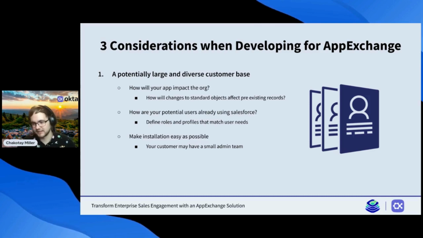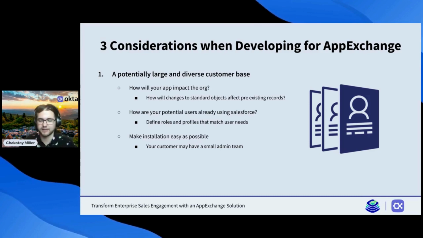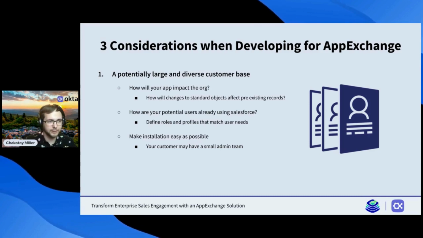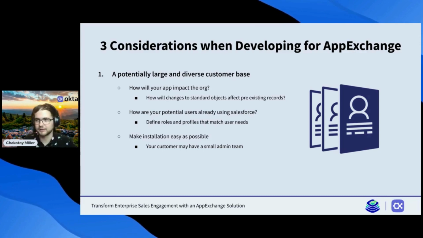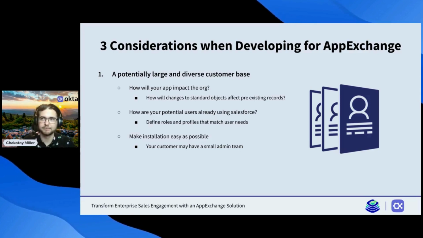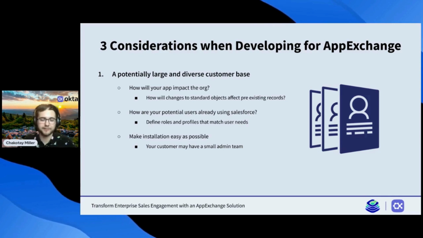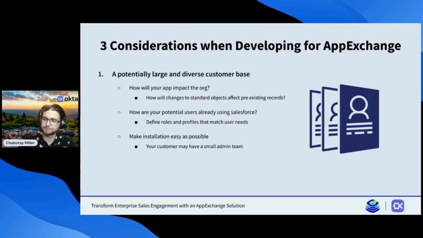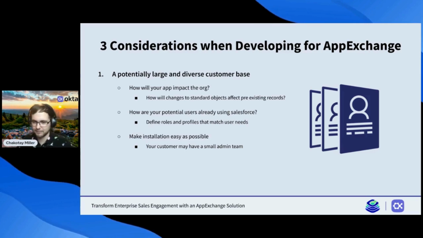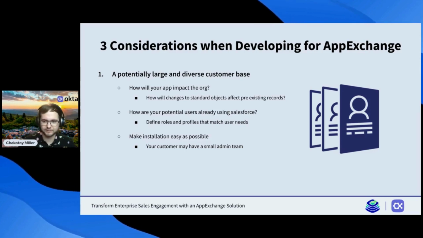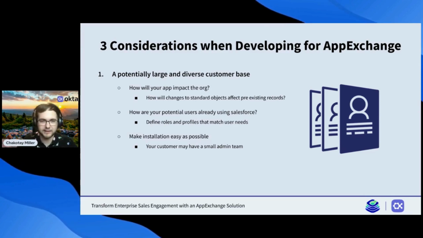And since this app is going to be installed on a pre-existing org, you have to think about how your app is going to impact their org. For example, if you made a change to a standard object like contacts or accounts by adding a new field, let's say, then when that customer installs the app on their org, you could potentially have hundreds or thousands of account records with a blank field in it, which could be a problem. So that's something to take into consideration.